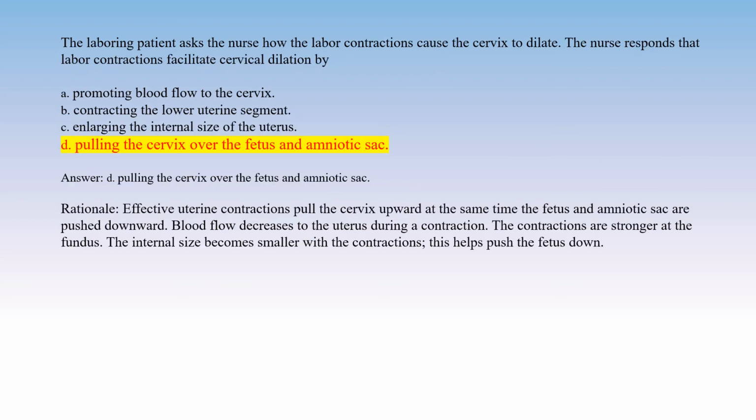Answer. D. Pulling the cervix over the fetus and amniotic sac. Rationale. Effective uterine contractions pull the cervix upward at the same time the fetus and amniotic sac are pushed downward. Blood flow decreases to the uterus during a contraction. The contractions are stronger at the fundus. The internal size becomes smaller with the contractions. This helps push the fetus down.